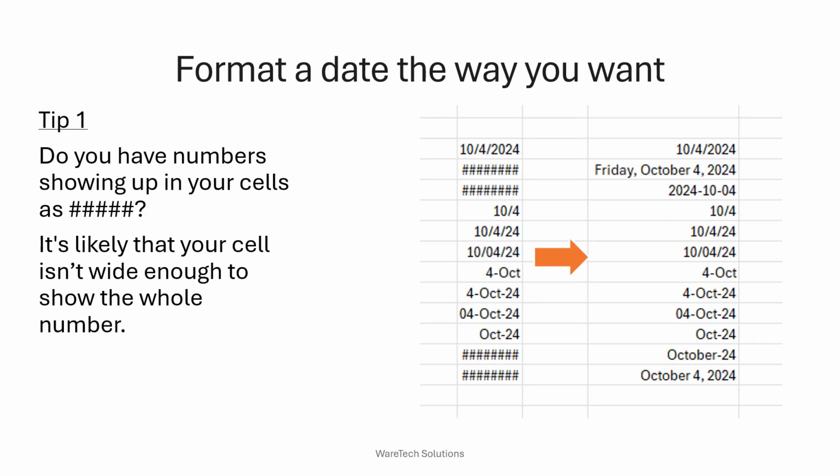Do you have ##### showing up in your cells? It is likely that your cell is not wide enough to show the whole number. Try double-clicking the right border of the column that contains the cells with #####. This will resize the column to fit the number. You can also drag the right border of the column to make it any size you want.